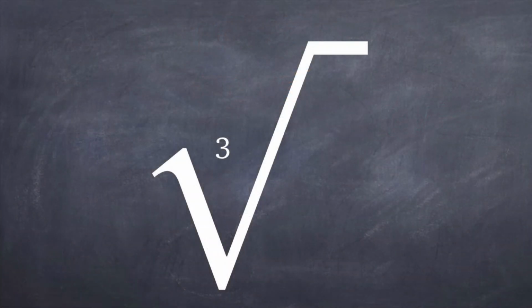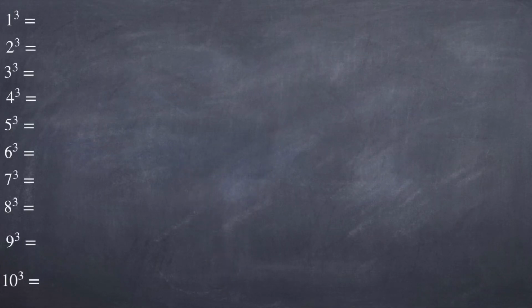Now the same thing we did for the square root, we're going to do for the cube root. Instead of 1 through 20, we're just going to do the cubes of 1 through 10 and try to memorize them, just like we did for the square root. So you're going to calculate 1 cubed, 2 cubed, 3 cubed, and all the way through 10. Go and make sure you memorize them. You can use your calculator to do so.